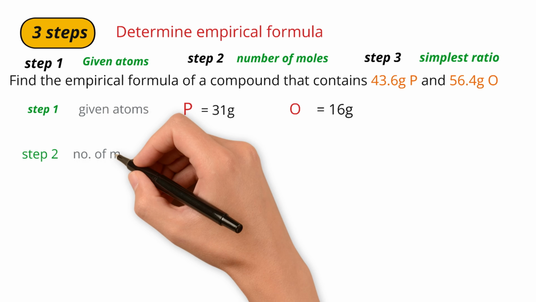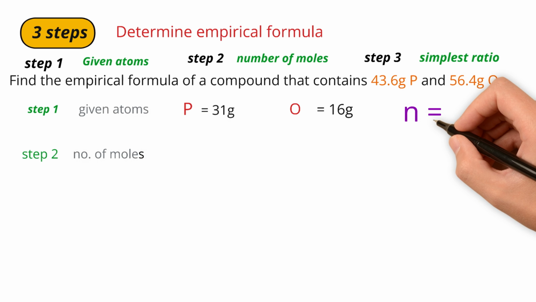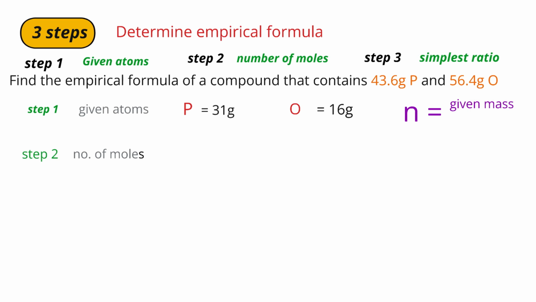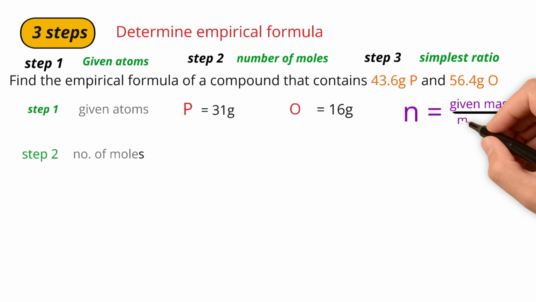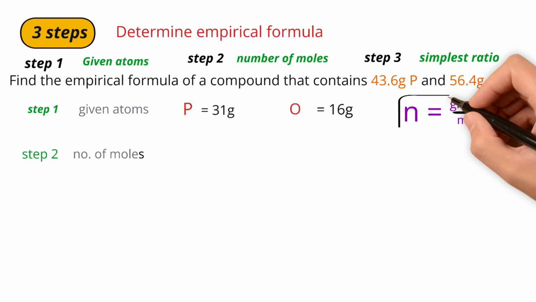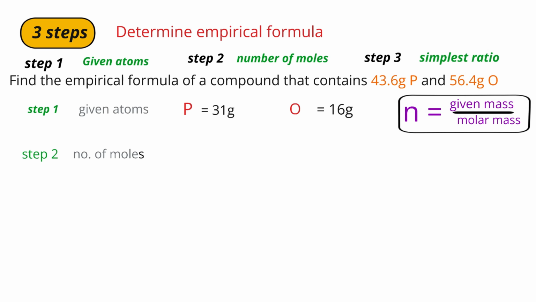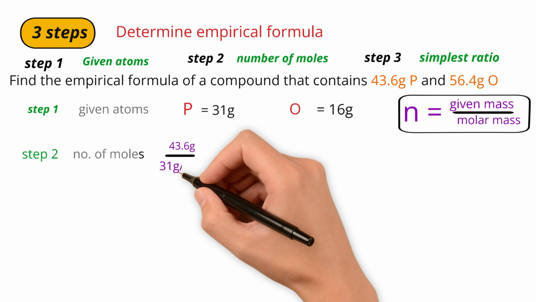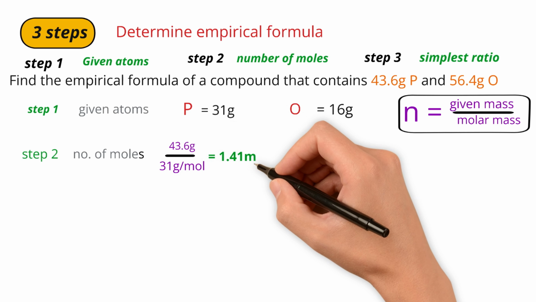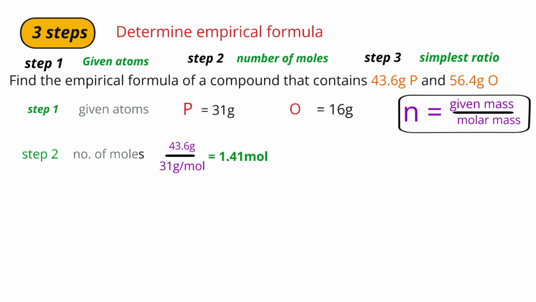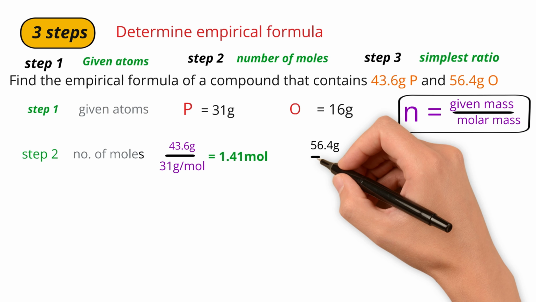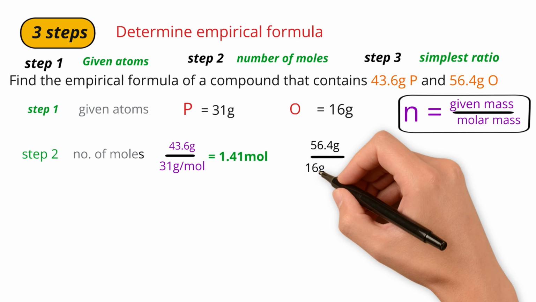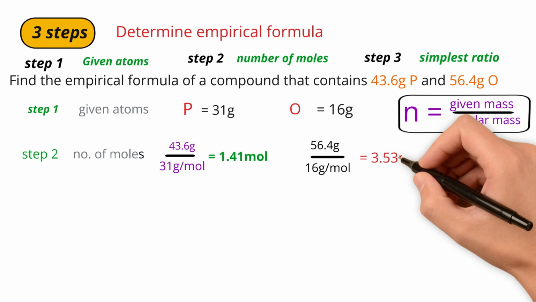Now come to the second step. The second step is the number of moles. Number of moles is equal to given mass over molar mass. So the mole of phosphorus is equal to given mass over molar mass. The given mass of phosphorus is 43.6 upon 31 gram per mole, which is equal to 1.41 mole. And oxygen, the given mass of oxygen is 56.4 gram, and its atomic mass is 16 gram per mole, and its mole is 3.53 mole.